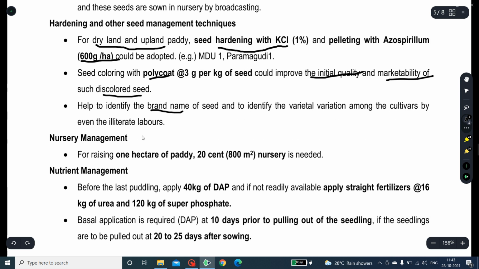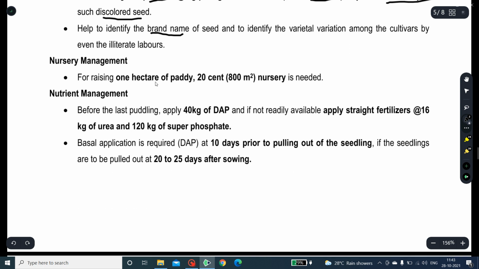For nursery management, for raising 1 hectare of paddy, 20 cent of nursery is needed, that is 800 meter square, in the ratio of 1:10. For 1 hectare, an 800 meter square nursery area is needed.